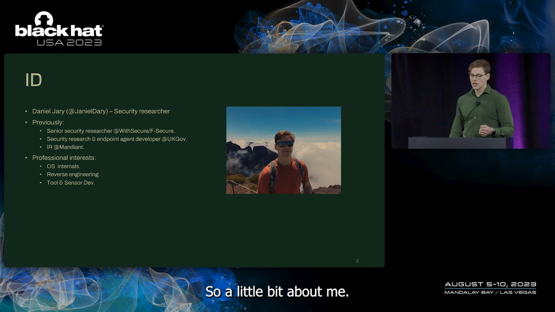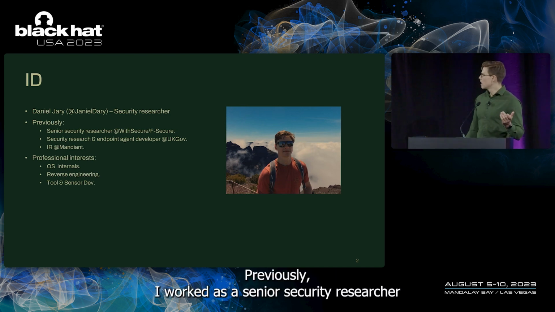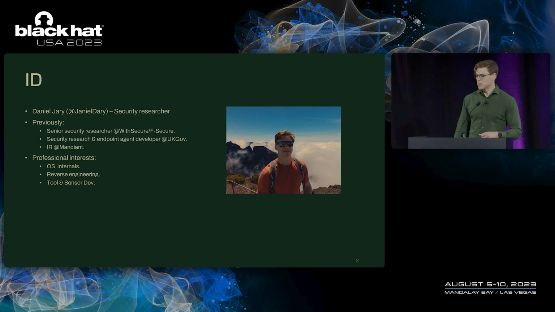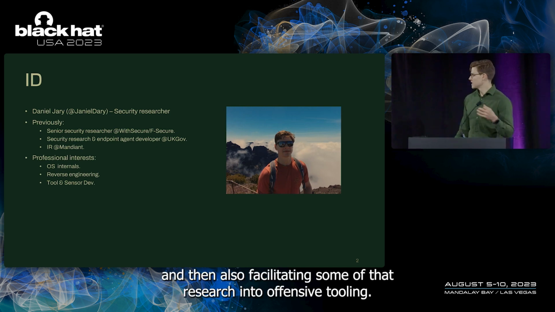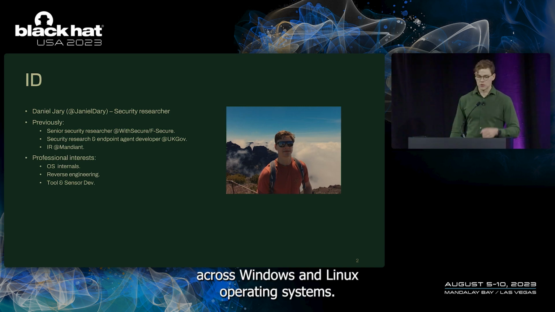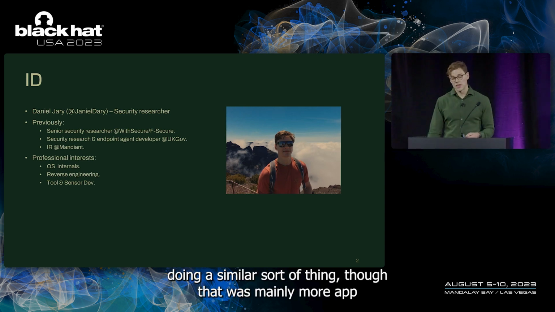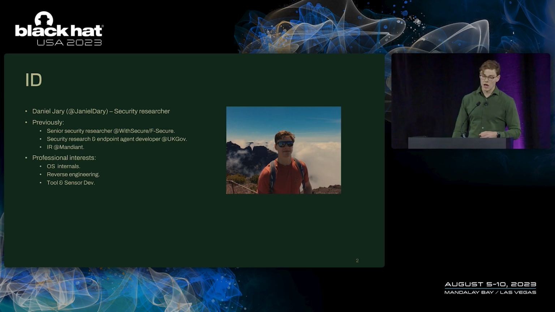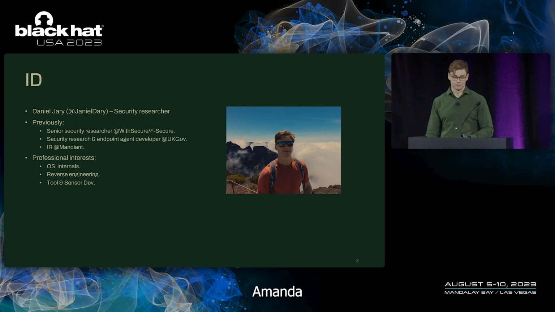So a little bit about me. I'm a security researcher with a background in agent development. Previously, I worked as a senior security researcher for WithSecure and F-Secure in their endpoint research team. That was building novel detections for the latest attack techniques, and also facilitating some of that research into offensive tooling, across both Windows and Linux operating systems. Prior to that, I worked for UK Intelligence for roughly 5 years, doing a similar sort of thing, though that was mainly more APT-focused and specifically on Windows. Alongside that, I developed an endpoint agent, and I also worked as an R consultant at Mandiant.